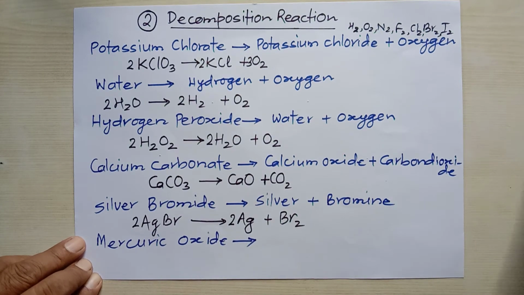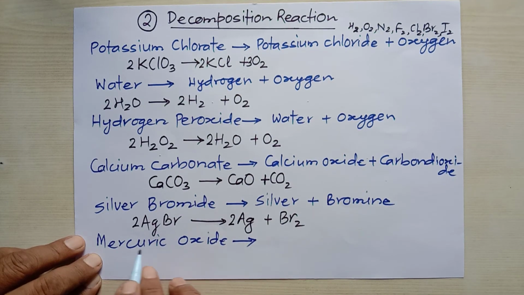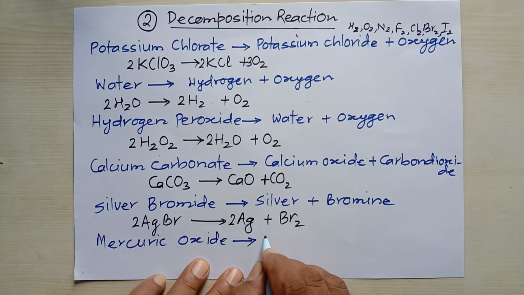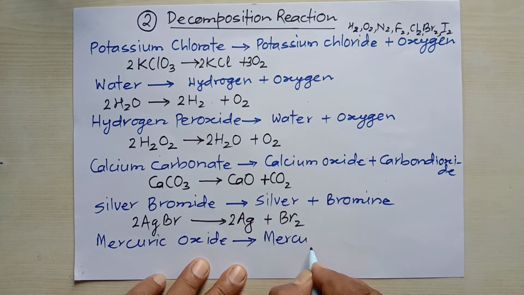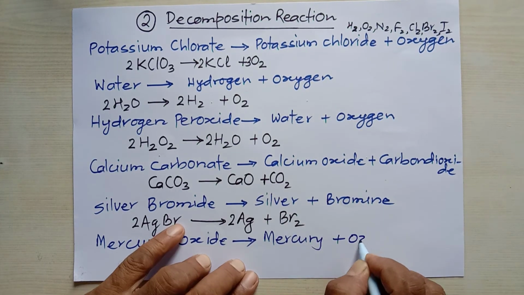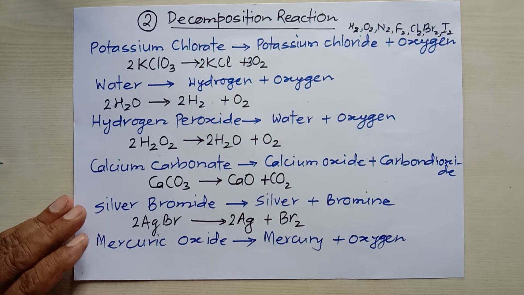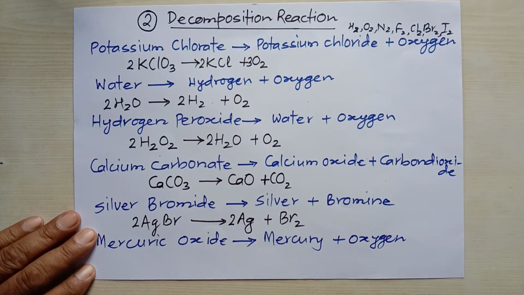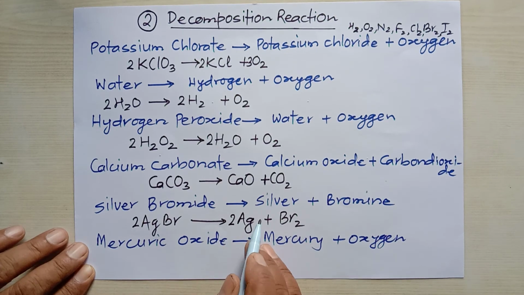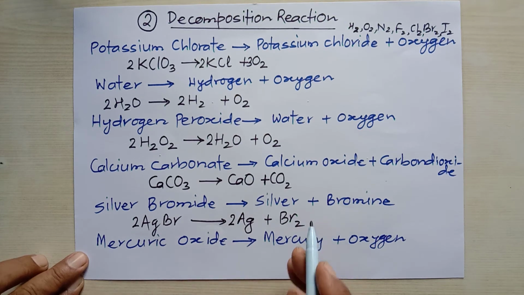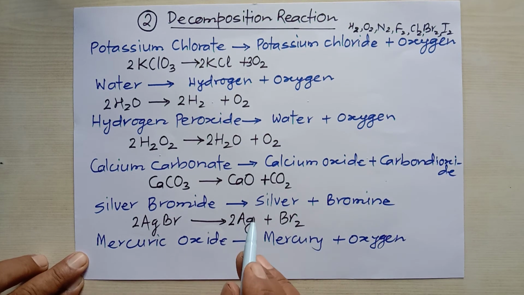Okay, now next, let's talk about this. Mercuric oxide, mercury and oxygen are combined. When it is heated at high temperature, mercury and oxygen separate from each other. Mercuric, ic means valency 2. Ous means valency 1. Metals are represented by ous and ic. Ous means the lesser valency of that metal, ic means the greater valency of that metal. Mercury has two different valencies, 1 and 2, and ic represents 2, ous represents 1.